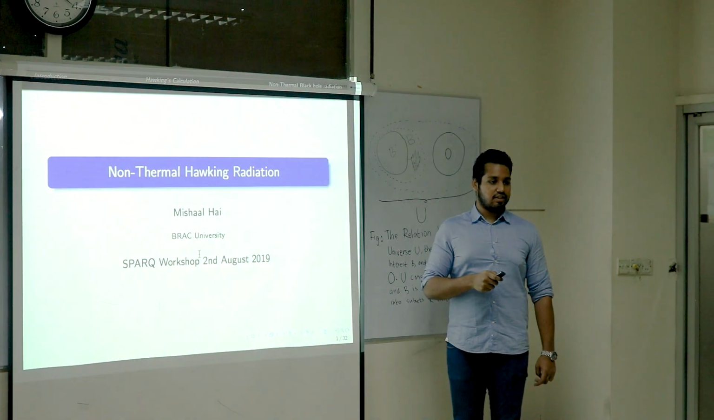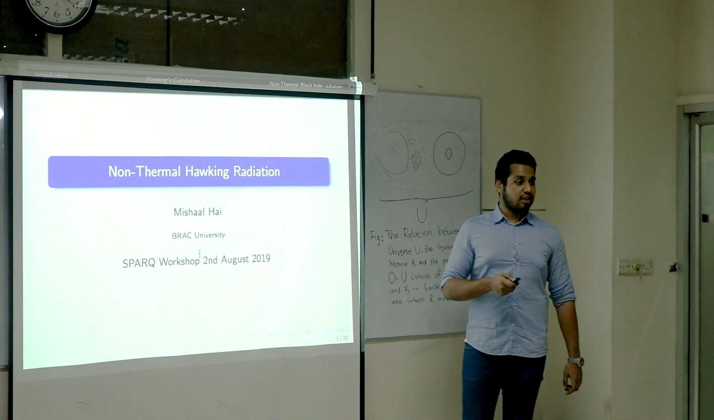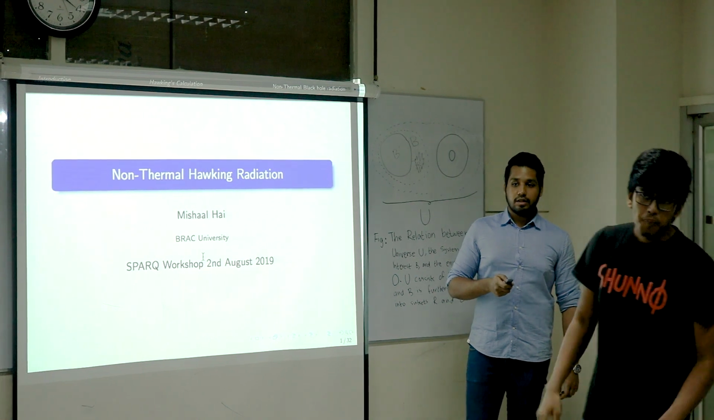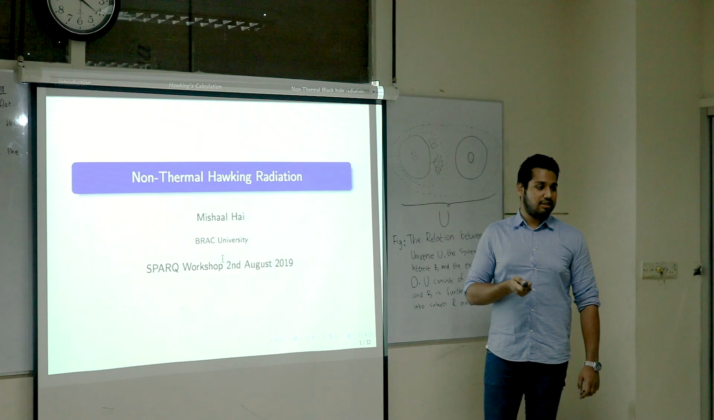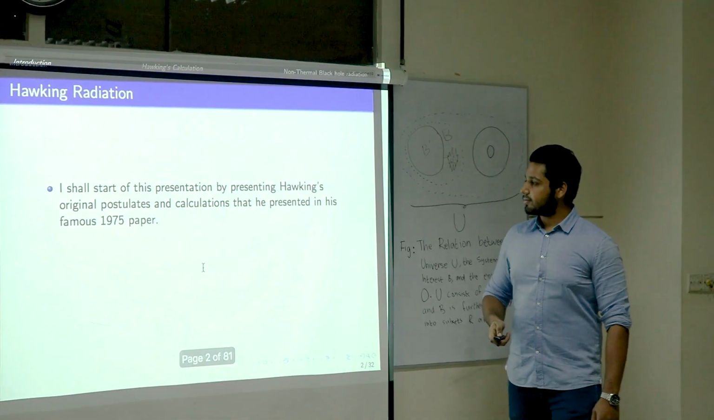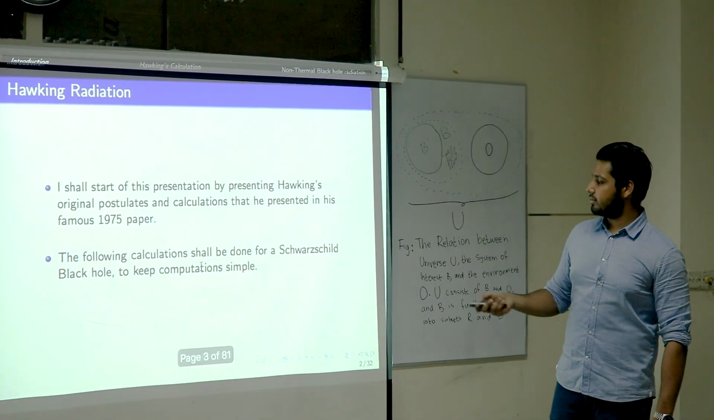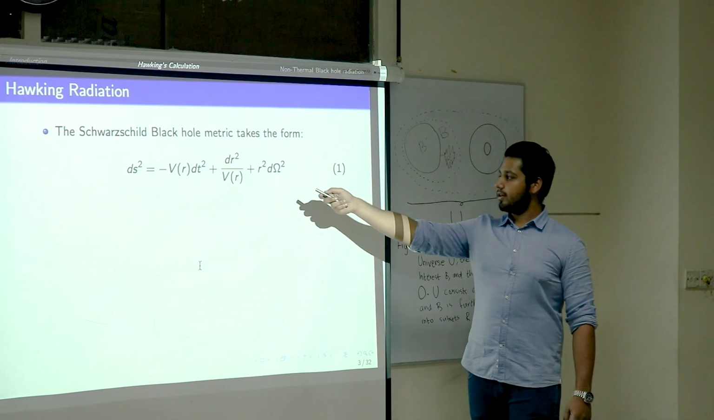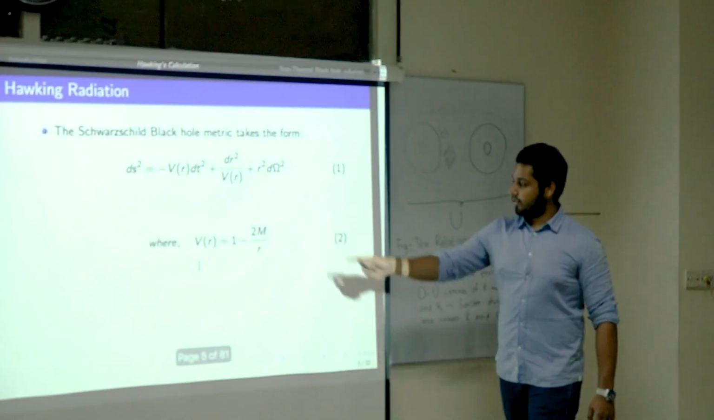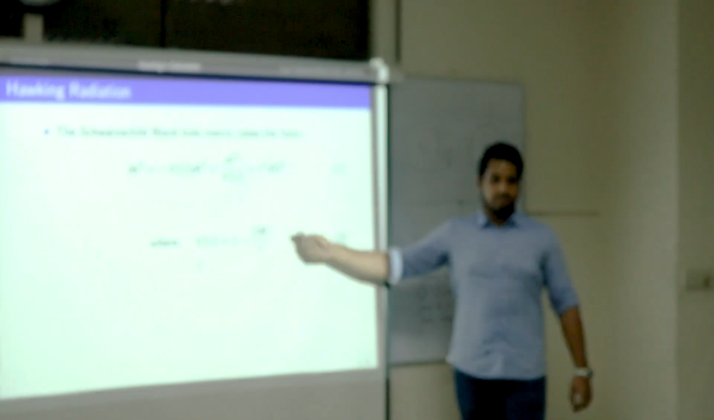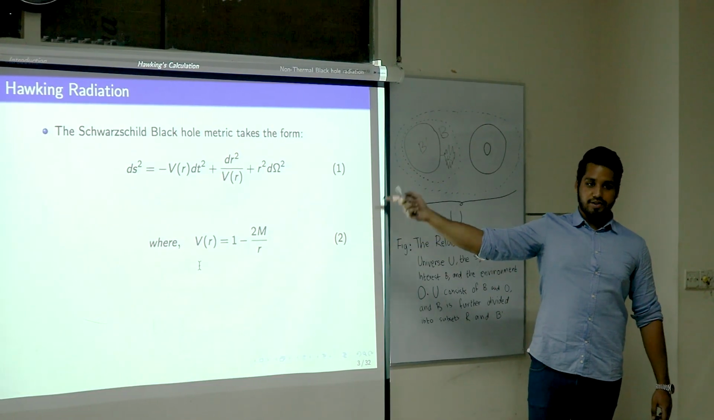original Hawking's calculation to get the thermal spectrum that he got for a black hole. In my case, it's going to be a Schwarzschild black hole to keep computations simple. This is the metric that the Schwarzschild black hole takes in form, where f(r) is 1 minus 2GM over r, using natural units where G is 1.